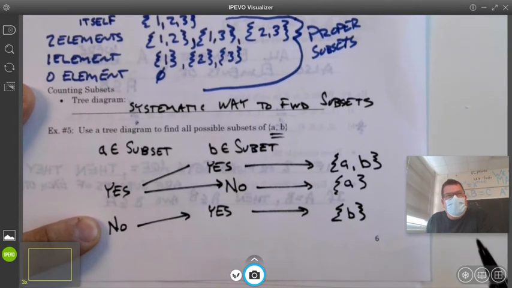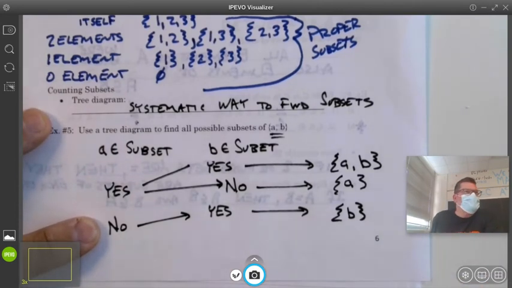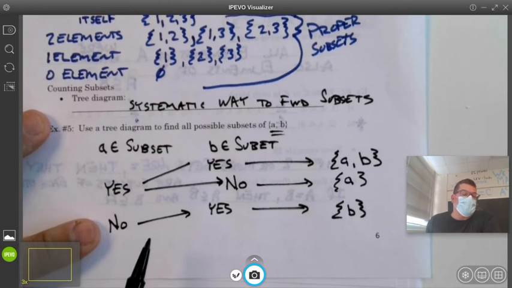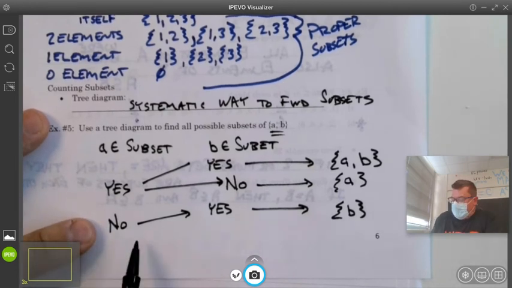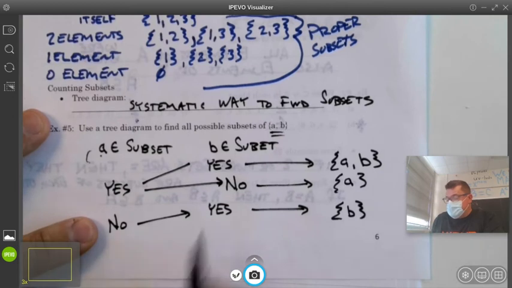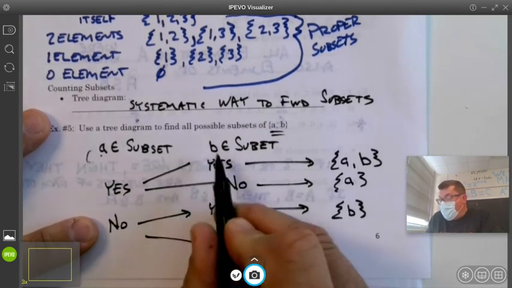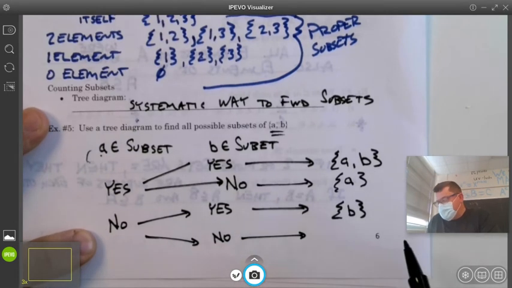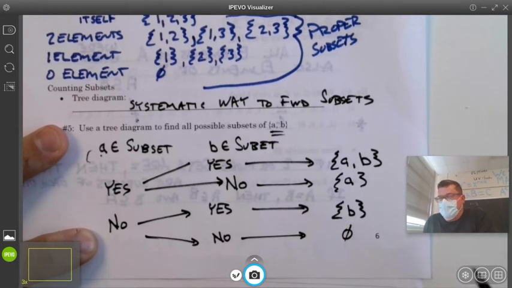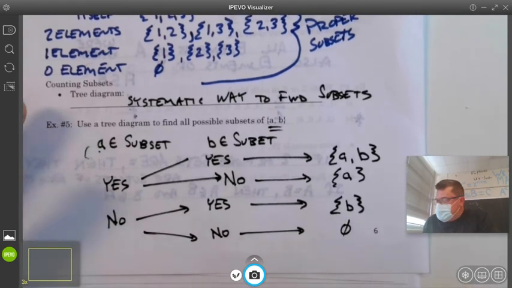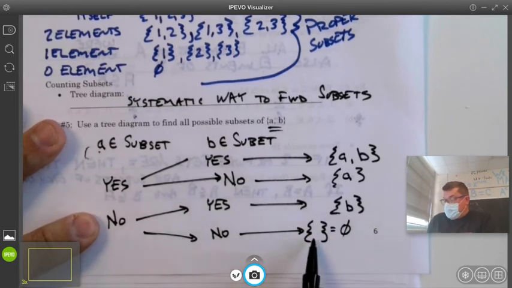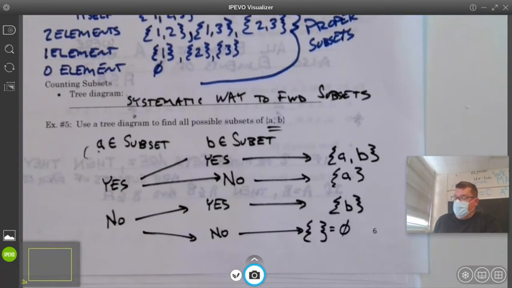Does that make sense? To me, this is more confusing than just listing them all individually. But we want to do tree diagrams for the future because sometimes tree diagrams will help us with probability questions. We could say no, that A doesn't live in the subset, and we could say no, that B doesn't live in the subset, and that will result in what subset? The empty set. Remember, you can write the empty set like that, or you can write it like this, but don't put the set of the empty set. Don't put that in there, one or the other, but just not both.